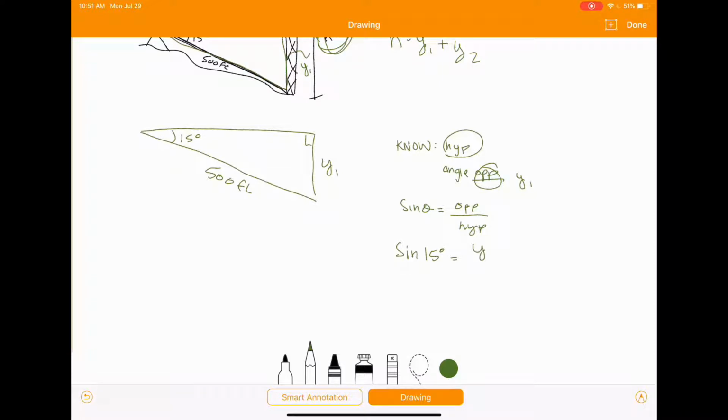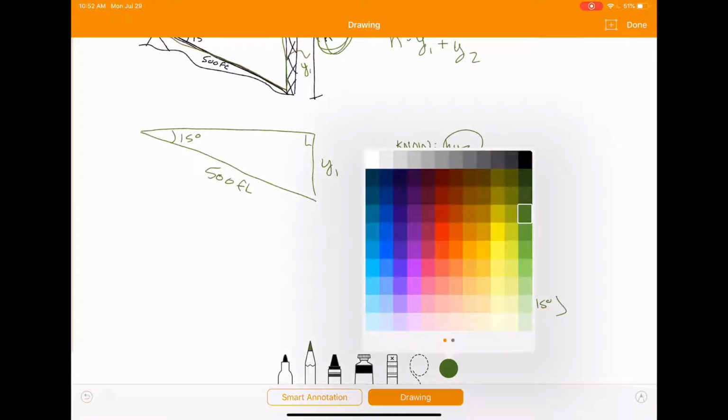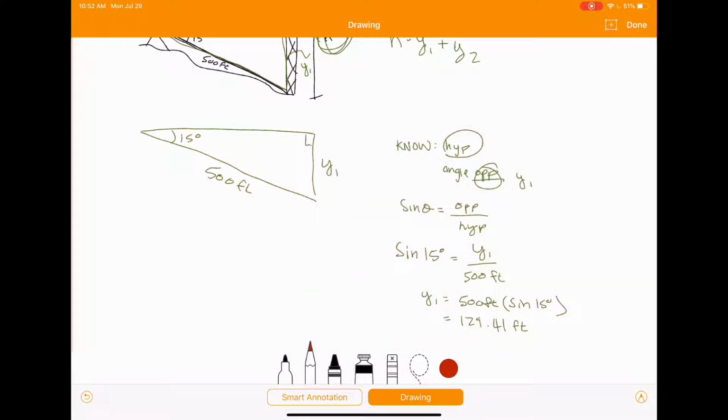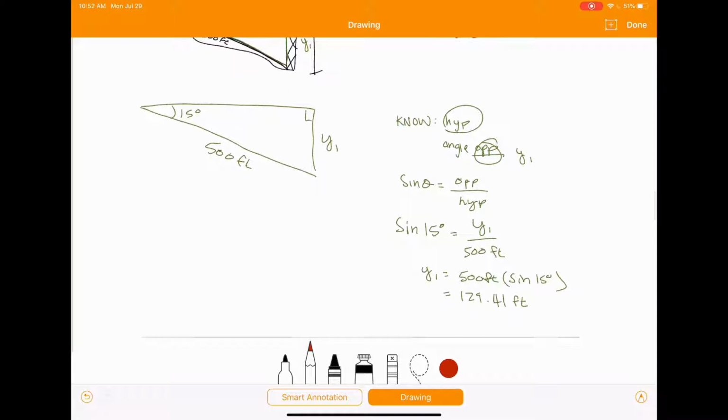And we don't know our opposite, that's just Y1, but we know our hypotenuse is 500 feet. So you can now just solve for Y1 in this equation. So Y1 is going to equal 500 feet times sine of 15 degrees. So we get that Y1 is going to equal 129.41 feet. So now we've got Y1, and we can go ahead and look at this second triangle.